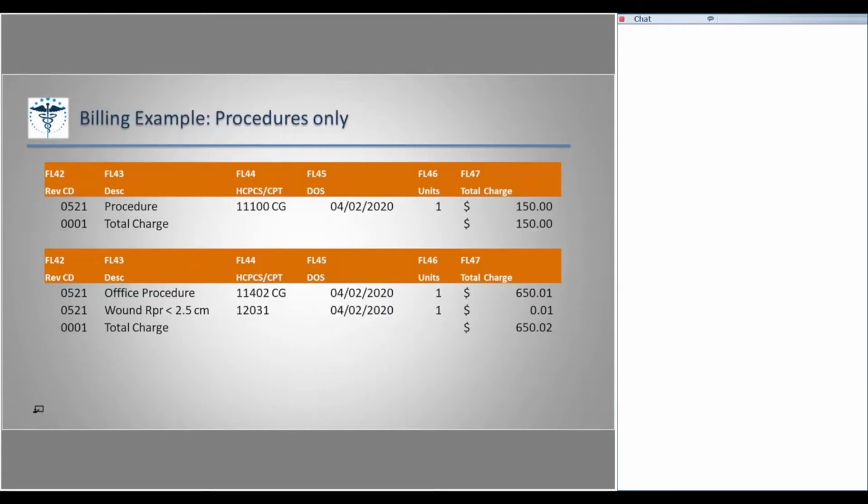So there's a couple billing examples for a procedure or two procedures at the same time. I think that top one will be fairly common. I would think that the lower one would maybe not be, but could happen sometimes.